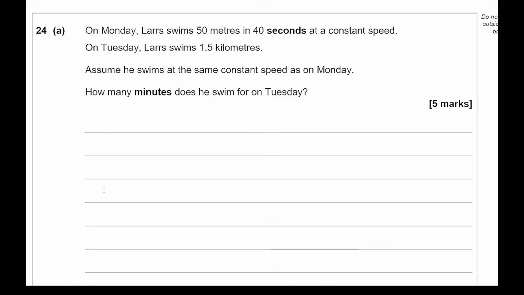Now moving on to question 24a, it says on Monday Lars swims 50 metres in 40 seconds at a constant speed. On Tuesday Lars swims 1.5 kilometres. Assume he swims at a constant speed as on Monday. How many minutes does he swim for on Tuesday?